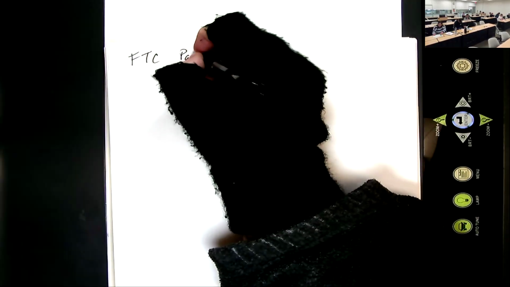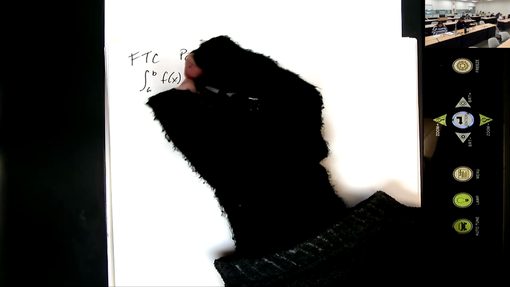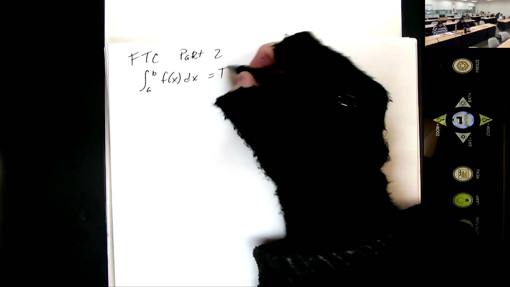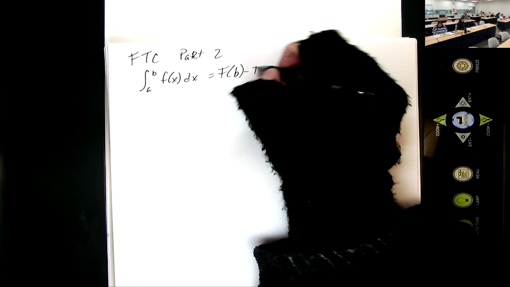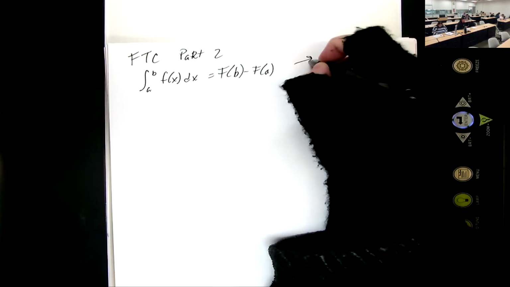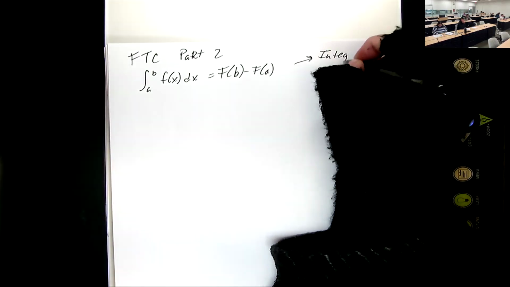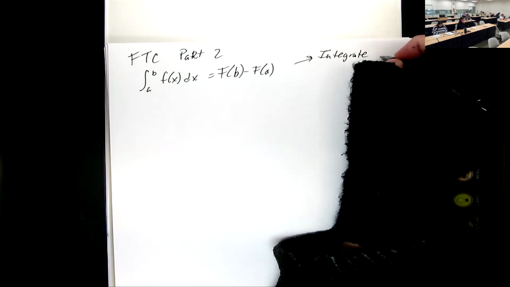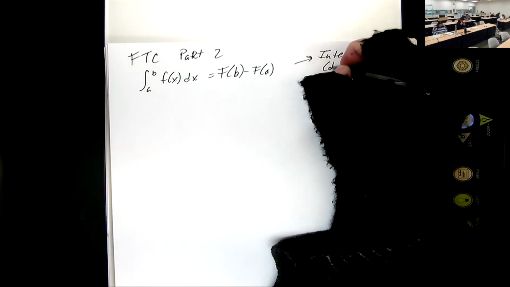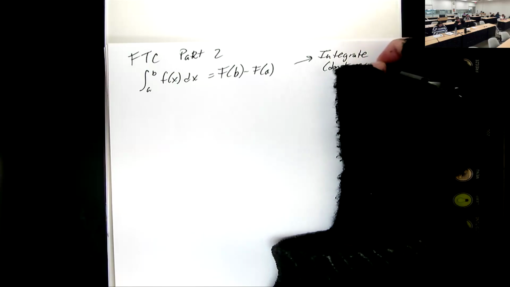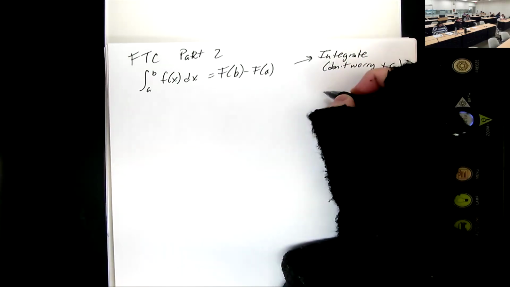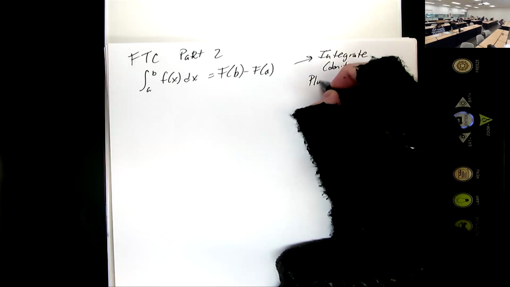All right, so that FTC part 2 was telling us if we want to take the definite integral from a to b of f of x dx, we're going to get F of b minus F of a. So integrate, and you don't have to worry about a plus C for a definite integral. And then plug in the boundaries.